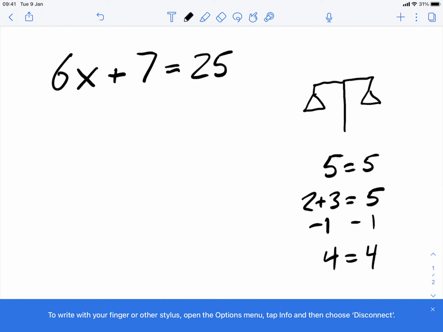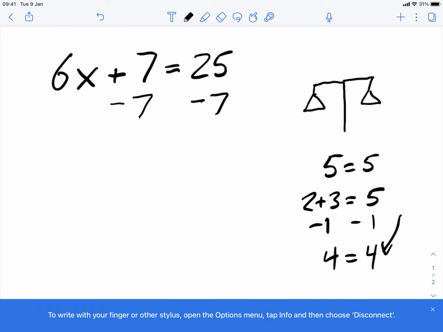So we've got 6x plus 7 equals 25. The first thing we want to do is get rid of that 7. And how do you get rid of a plus 7? Well, you do the opposite. You do minus 7. But if I do minus 7 to one side of the scale, then you have to do minus 7 to the other side. So we've got a minus 7 on both sides of the equation.